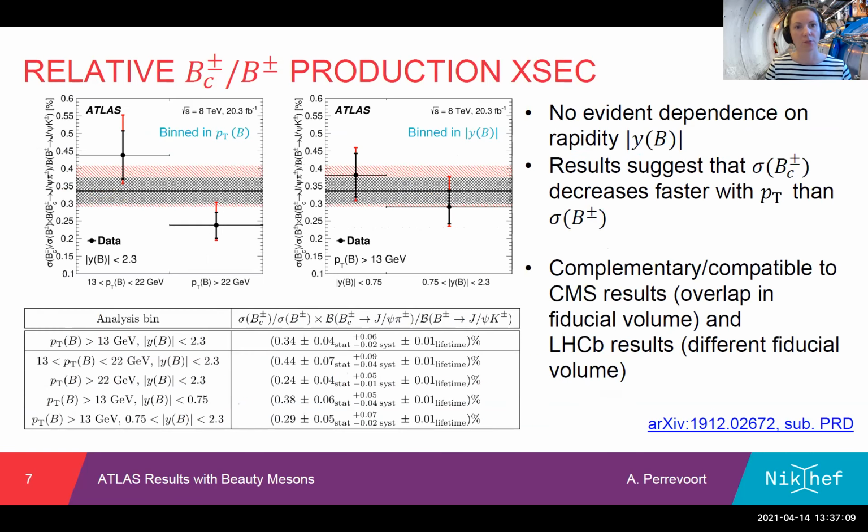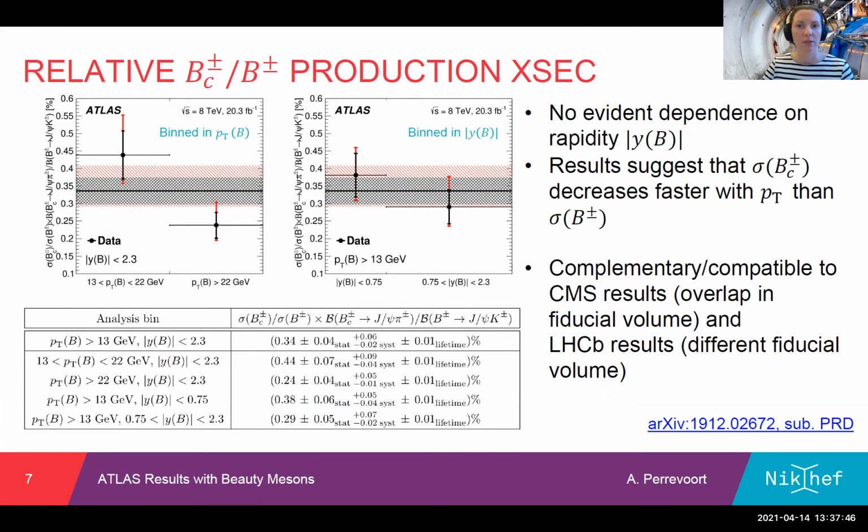And now I'm jumping to the results. I'm showing here the relative B sub C over B production cross-section times the branching fractions on the left-hand side in bins of PT of the reconstructed B and on the right-hand side in the rapidity. And the same is also given down in the table. The band that you see here, the black and red band, is the measurement in the full fiducial volume.